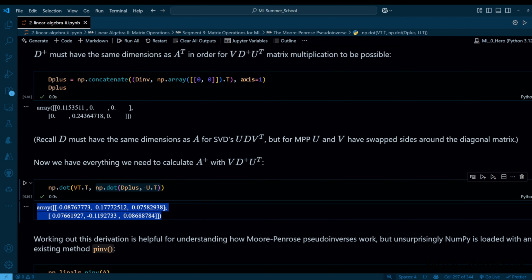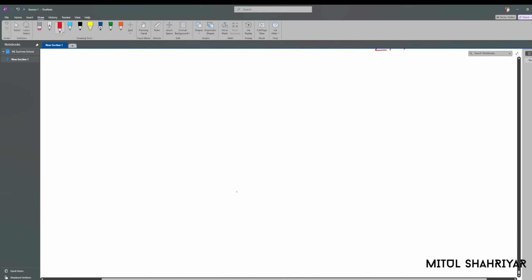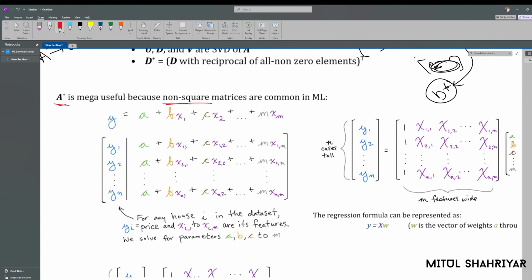Now you may ask, okay, what's the goal? What was the reason? The reason is mentioned here. A pseudo inverse is mega useful because non-square matrices are common in ML. Obviously, we can't guarantee there will be the same number of rows and columns.